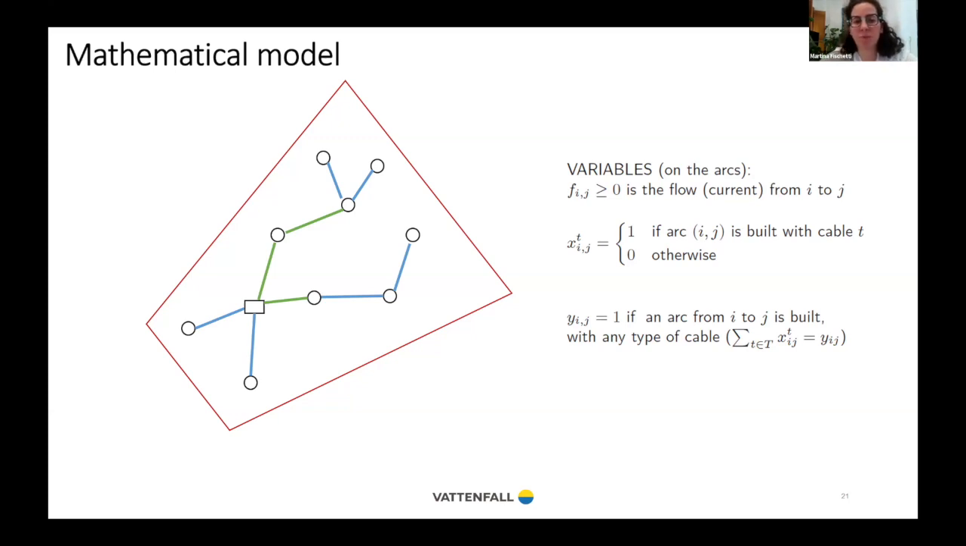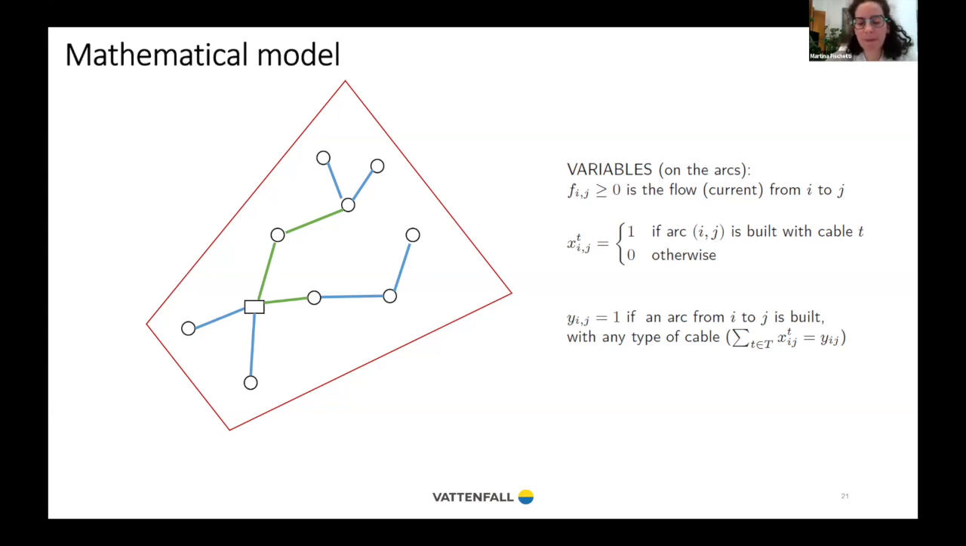So as I mentioned, this was a problem on a graph. We, as operations researchers, like to write mathematical models, and we wrote a mathematical model on the graph. In particular, in this model, we have variables on the arcs that are the flow, that represent the electrical current passing through the cable. And then we have a binary variable, x_ijt, that tells me if I build an arc of type t between i and j. We also have a supporting variable y_ij that just tells me if there is a direct connection between i and j.